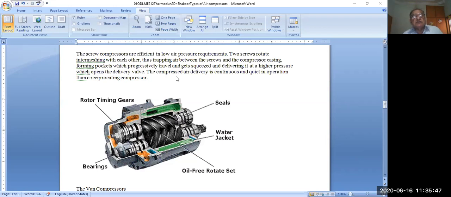The screws rotate intermeshing with each other, thus trapping air between the screws and the compressor casing, forming pockets which progressively travel and get squeezed, delivering the air at a higher pressure, which opens the delivery valve. The compressed air delivery is continuous and quieter in operation than a reciprocating compressor.